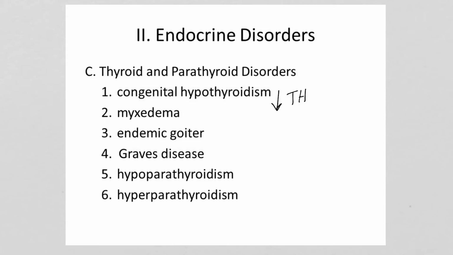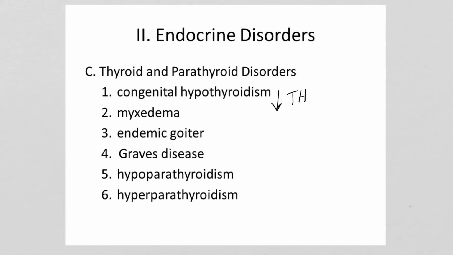Myxedema, on the other hand, would occur in adults. If you have low thyroid hormone, you can sort of guess what would happen here, since thyroid hormone sets the metabolic rate. So these people would have a low metabolic rate, probably feel cold, have weight gain, and feel sluggish with very low energy, and it would manifest itself in those ways.